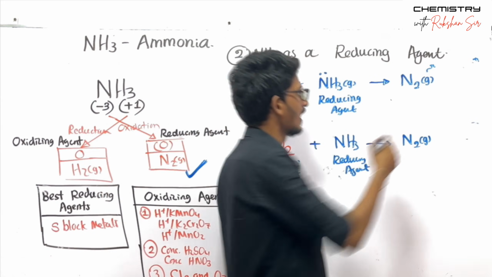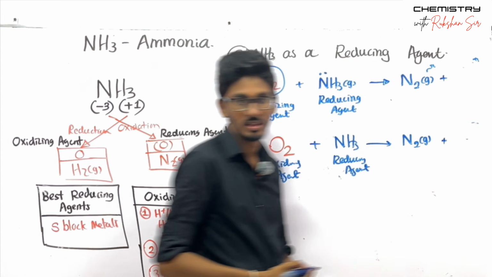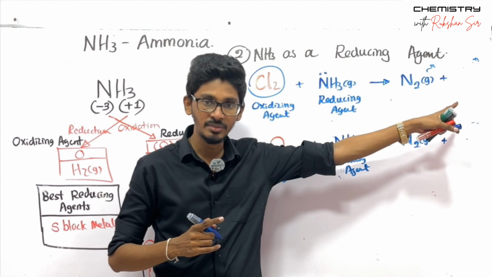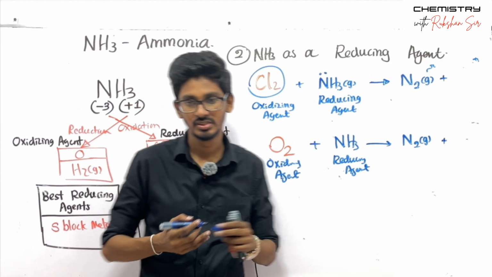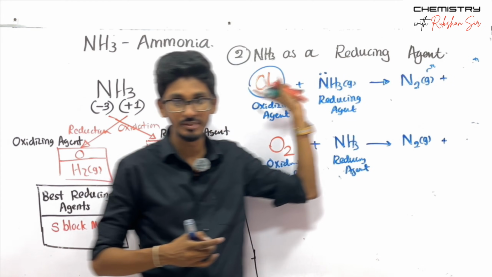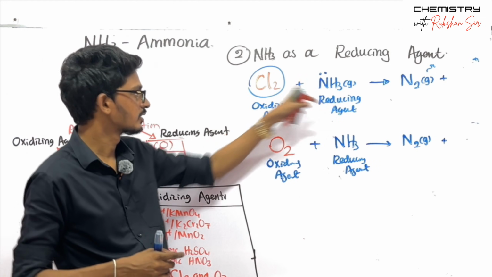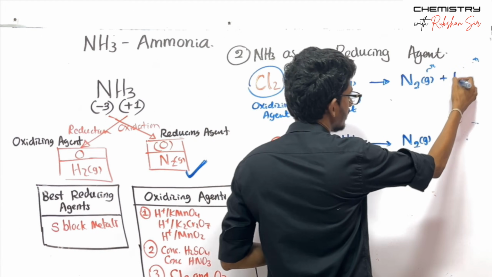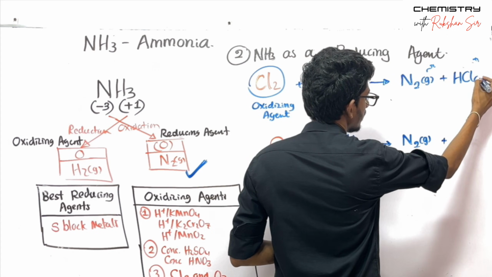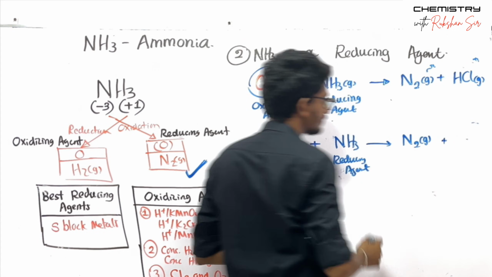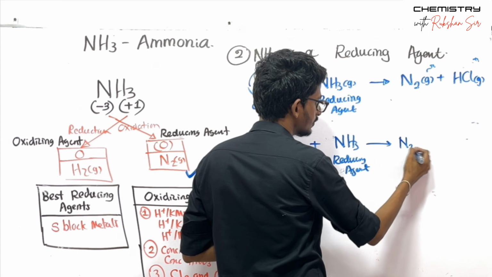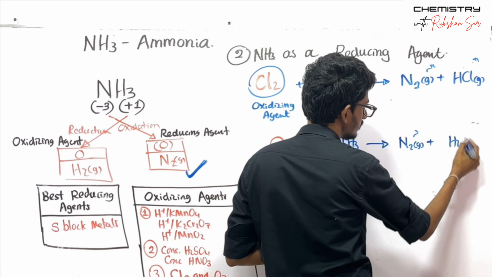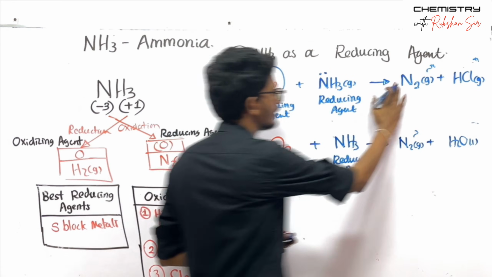So what should be the other product there? For mass conservation, the right hand side should contain the other elements appearing at the left hand side, so the hydrogen and the chlorine. The stable compound of hydrogen and chlorine is the chlorine's hydride, that is HCl. So the products are N2 with HCl.